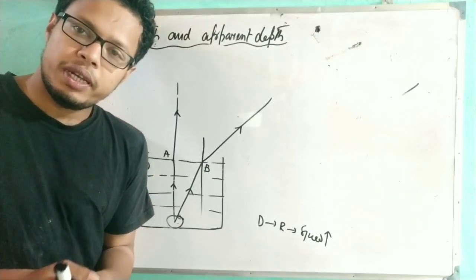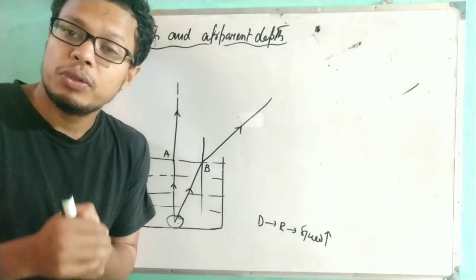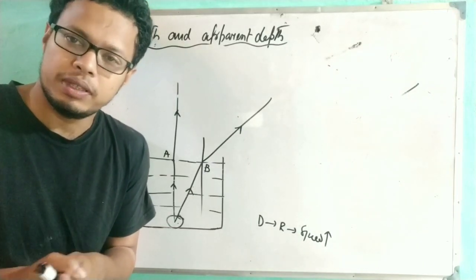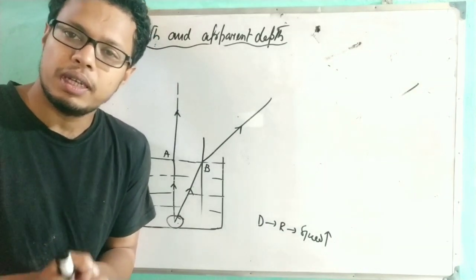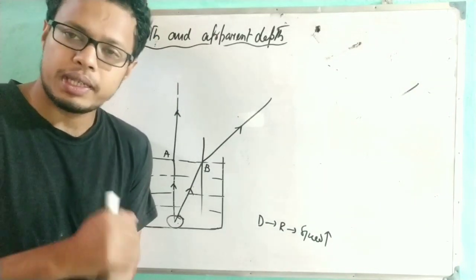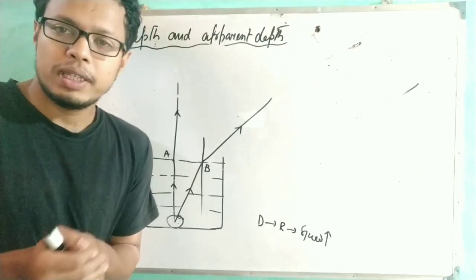Up to this we read about the refraction of light through plane surface and refraction of light through prism. Today I am going to talk about some applications of refraction of light in our real life. So let's start. One or two examples I am giving.